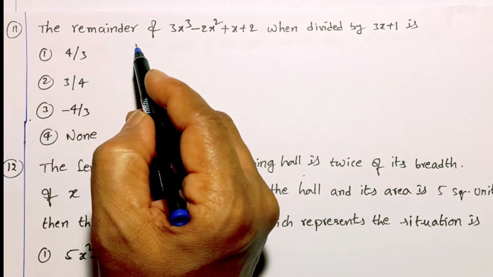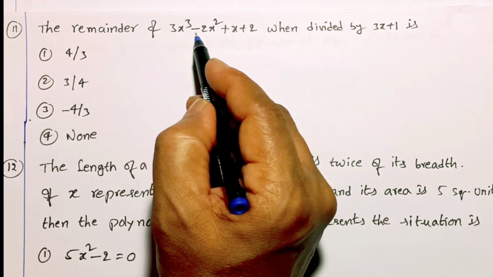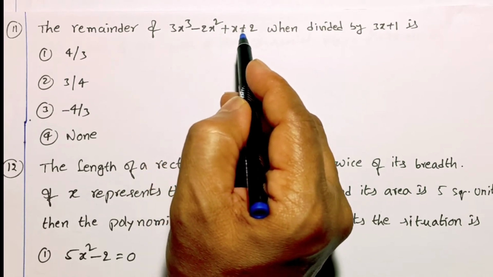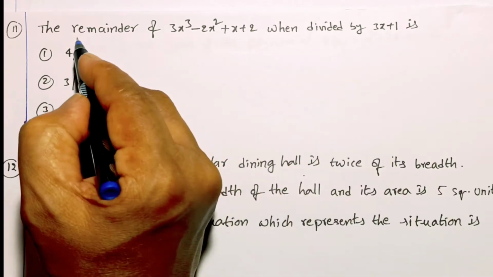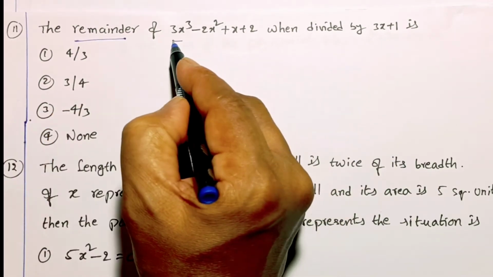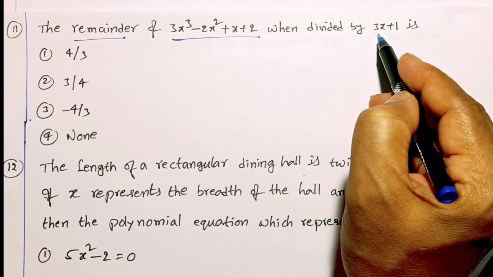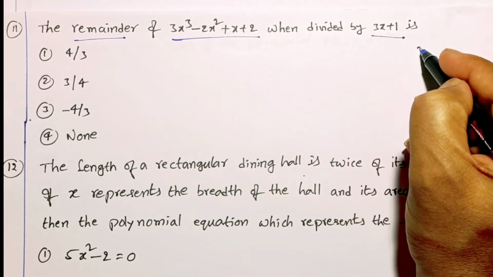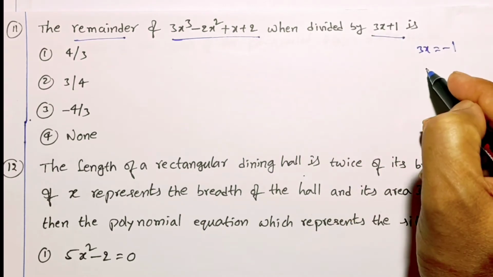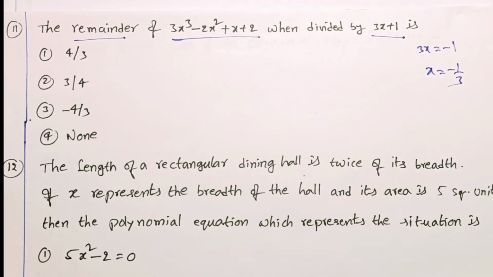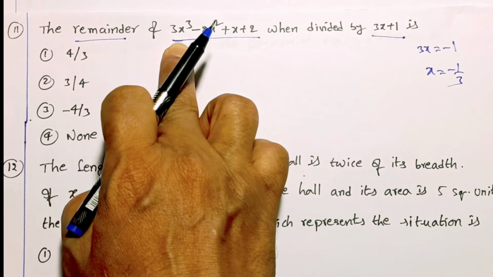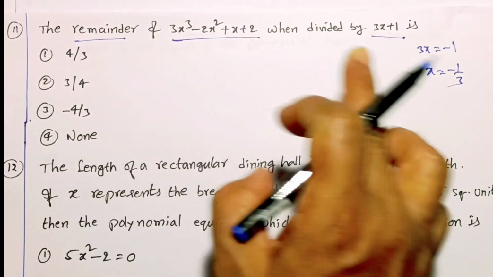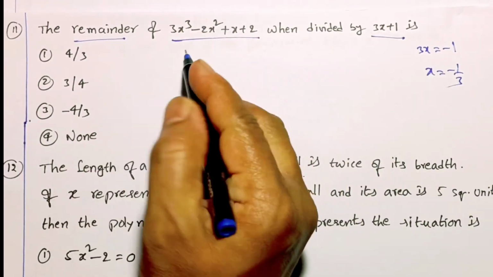Question number 11. The remainder of 3x cube minus 2x square plus x plus 2 when divided by 3x plus 1 is... I want the remainder when this polynomial is divided by 3x plus 1, means 3x equal to minus 1, x equal to minus 1 by 3. So when I substitute x equal to minus 1 by 3 in this polynomial, what will be the remainder? Let us substitute x equal to minus 1 by 3.